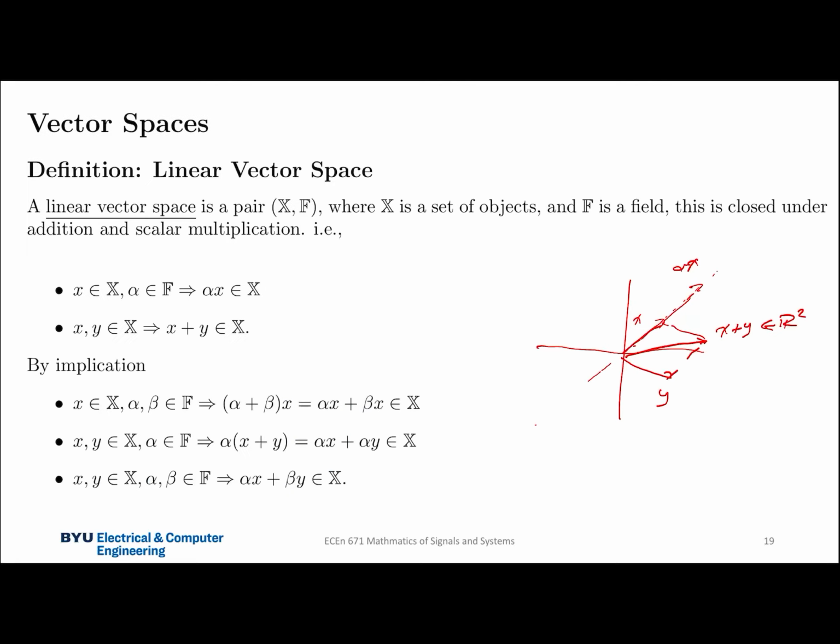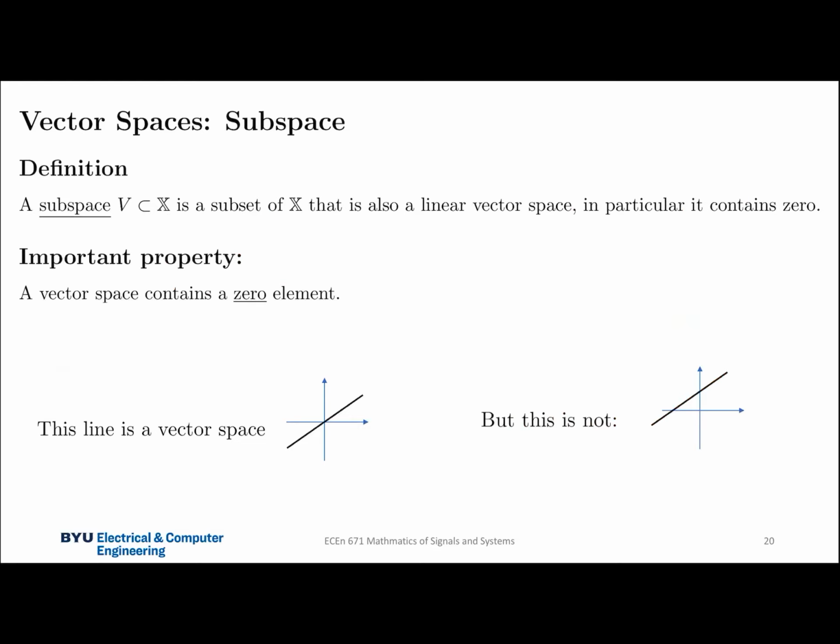Okay, so one thing to note is that the field always has a zero element. And so, multiplying by 0 means that X has to have a 0. And so a vector space has to contain the 0 element. So we can talk about subspaces of vector spaces. We have V is a subset of X. We say it's a subspace if V is also a linear vector space. In particular, it has to contain 0.